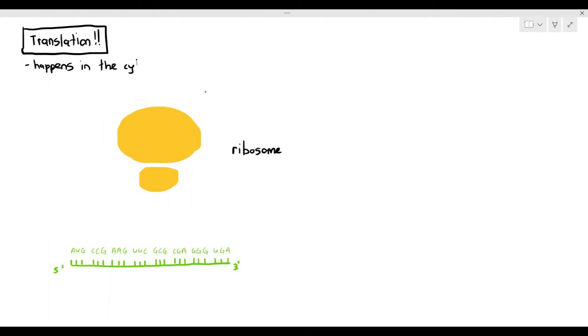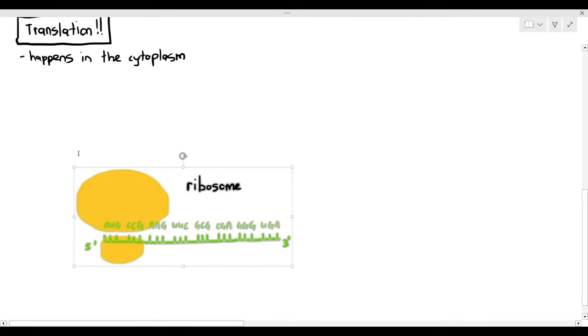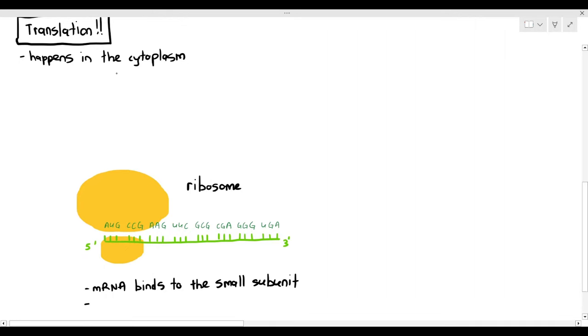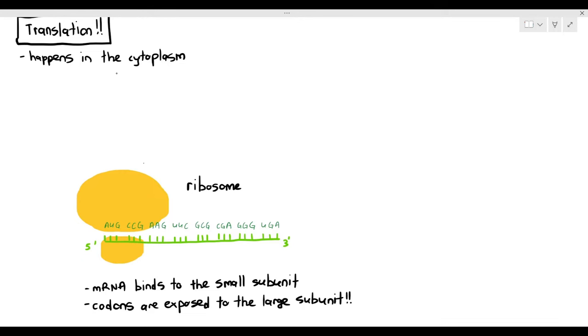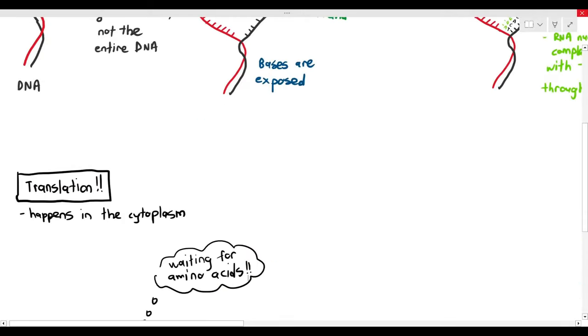For translation to happen, the first thing we have to know is that it involves the ribosome. If you remember, the ribosome is made up of the small subunit and the large subunit. The mRNA will bind to the small subunit of the ribosome. As you can see, two codons, AUG and CCG, are exposed to the larger subunit. What are they waiting for? They are essentially waiting for amino acids.